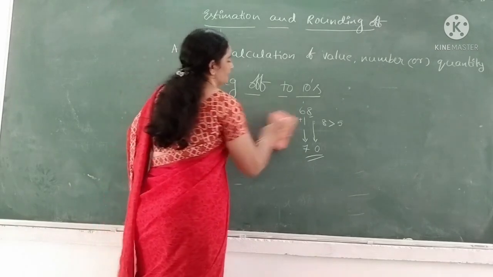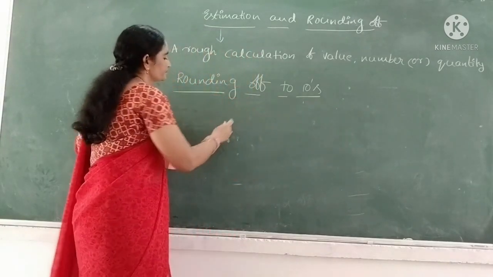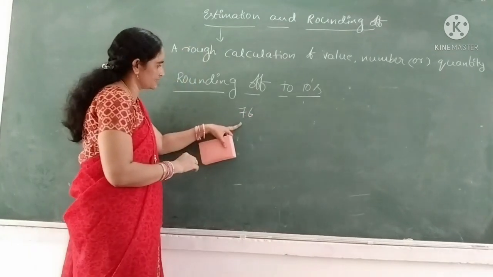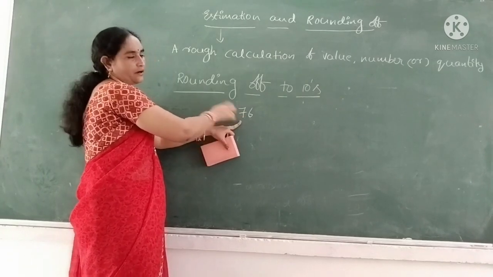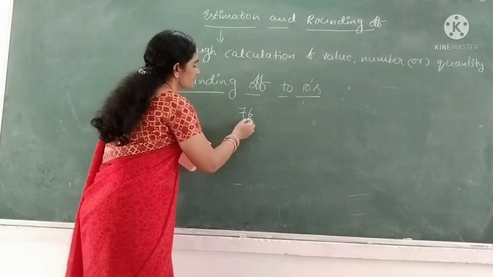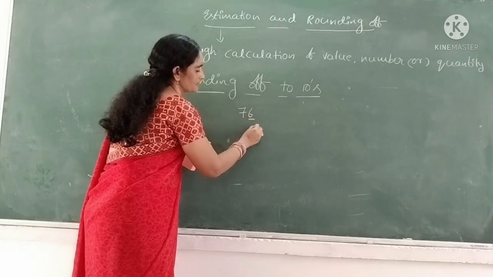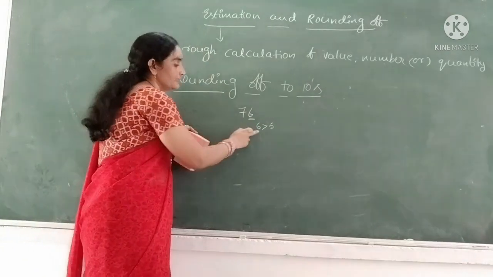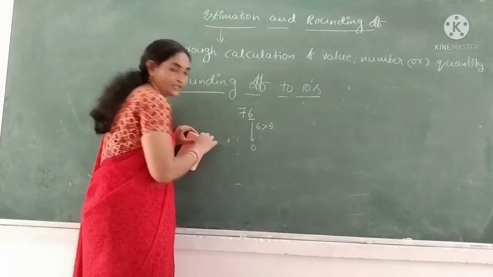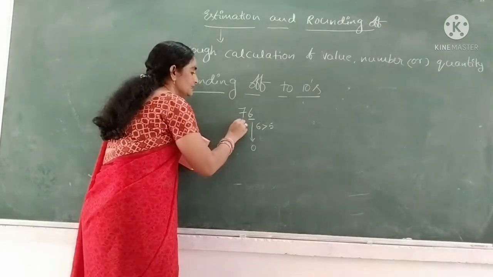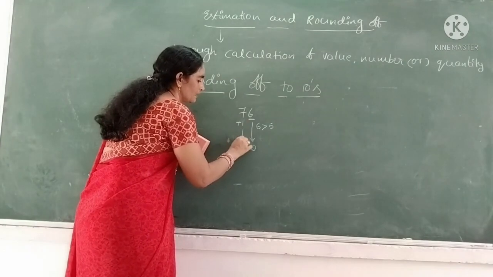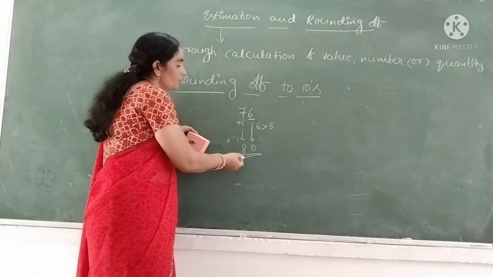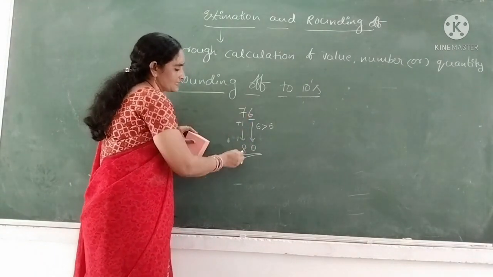In this way, I give some more examples. 76. Now 76, we round off to tens. See the ones place. The ones place is greater than 5. Then the ones place becomes 0 and the tens place 7 plus 1 is 8. 76 is nearest to 80. So we round off 76 to the nearest tens, 80.